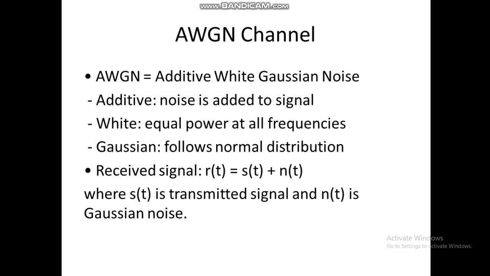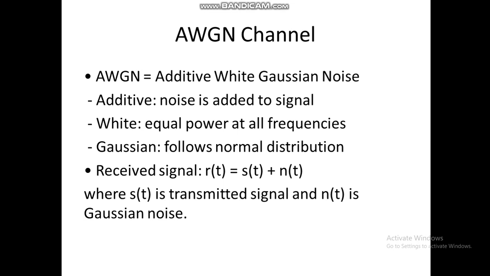So what is an AWGN channel? AWGN stands for additive white Gaussian noise. What is additive? We add noise to the transmitted signal. What is white noise? It has equal power at all frequencies. What is Gaussian? It follows a normal distribution.